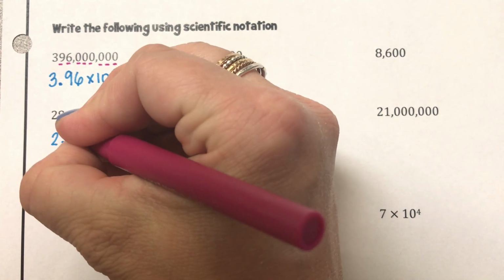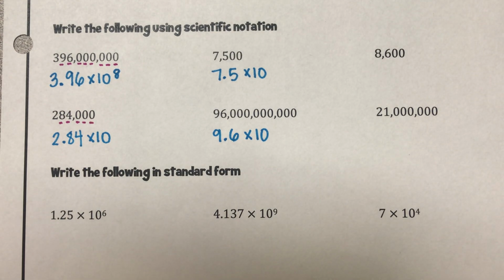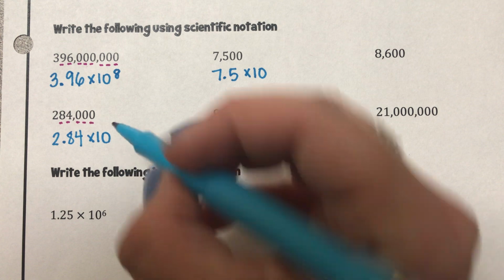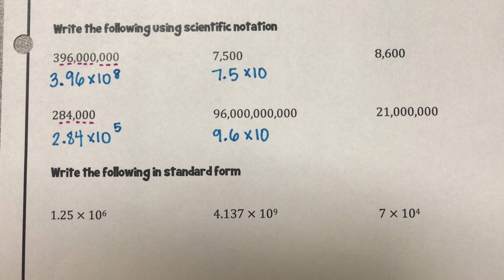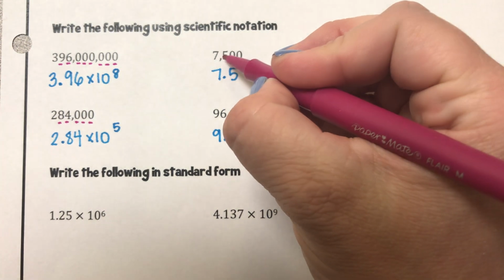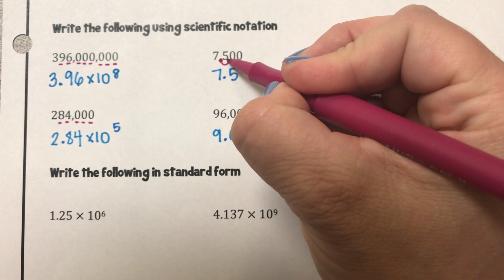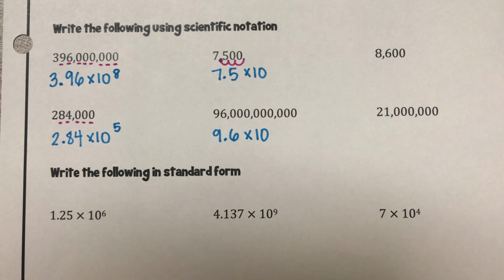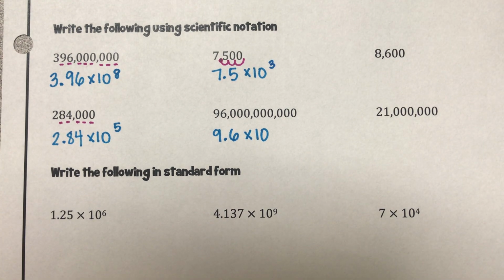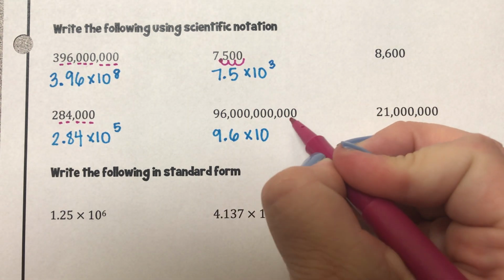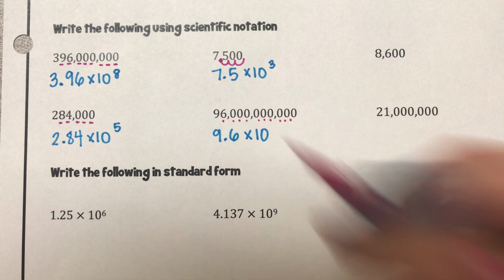Okay, look at this one. 1, 2, 3, 4, 5. So 2.84 times 10 to the 5th power. Okay, another way of thinking of it is how many places you would have to move your decimal point, right? So right here is where I want it. So that's 1, 2, 3 spaces. I just think it's easier to count the numbers that come after the first. Okay, so 1, 2, 3, 4, 5, 6, 7, 8, 9, 10.